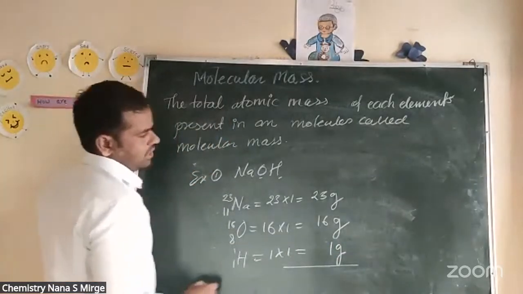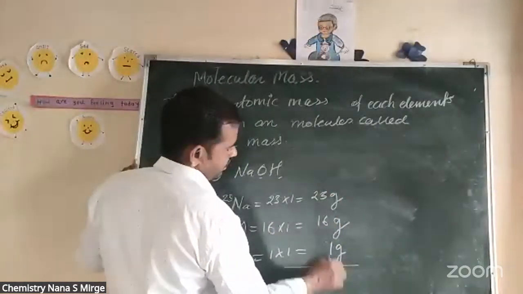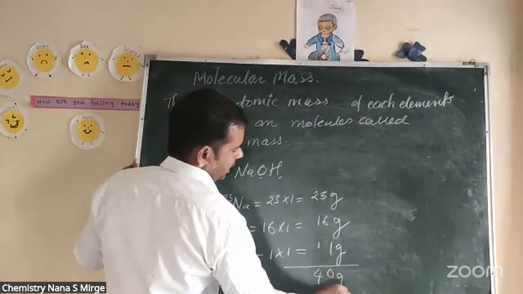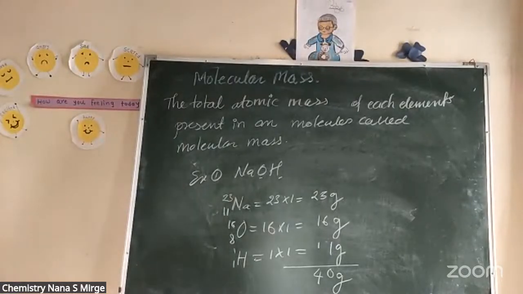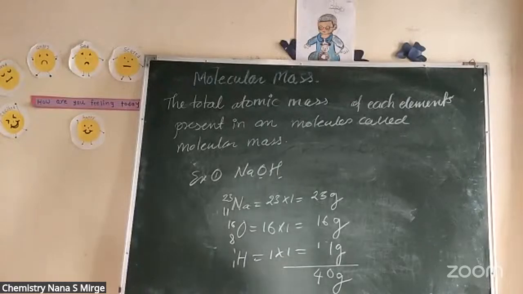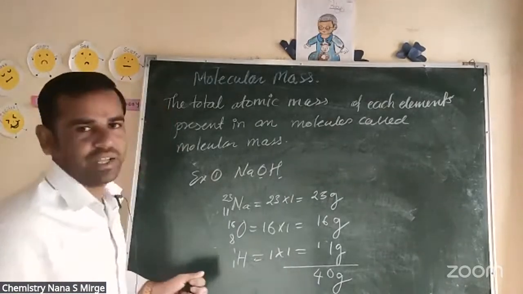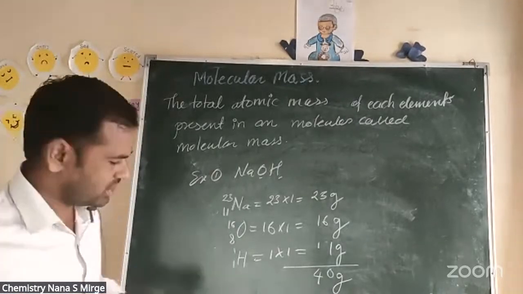Adding these up, we get 40 gram. The molecular mass of sodium hydroxide, NaOH, is 40 gram. And you can find a lot of examples of how to calculate molecular mass.